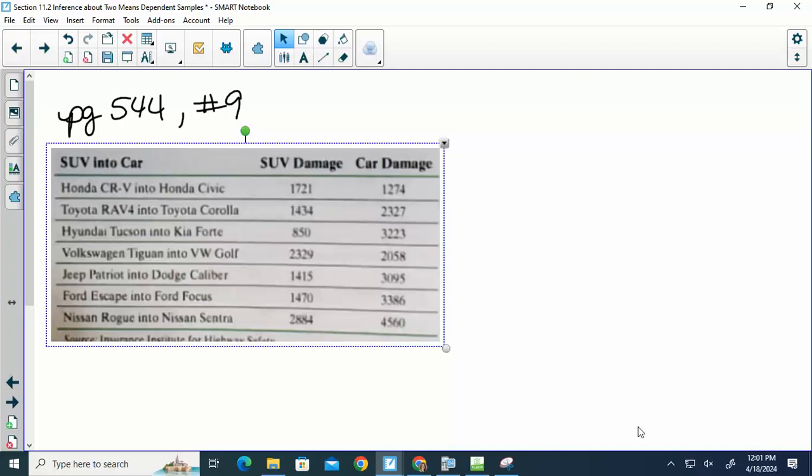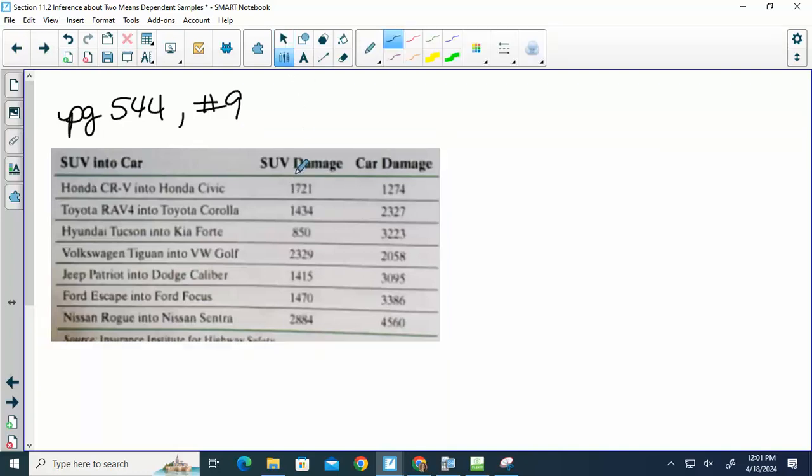It also requires, if we're going to talk about the difference, that the data has to be matched pairs. Why is this matched pairs? Those are important points, but more specifically, how can I treat these two numbers as a pair? How are they related? The SUV and the car. Yeah, why are those two numbers related?